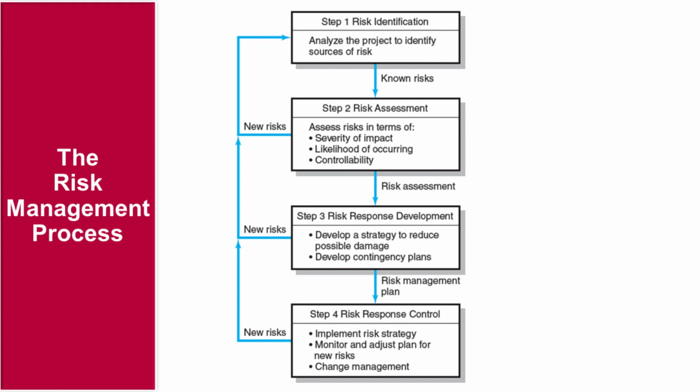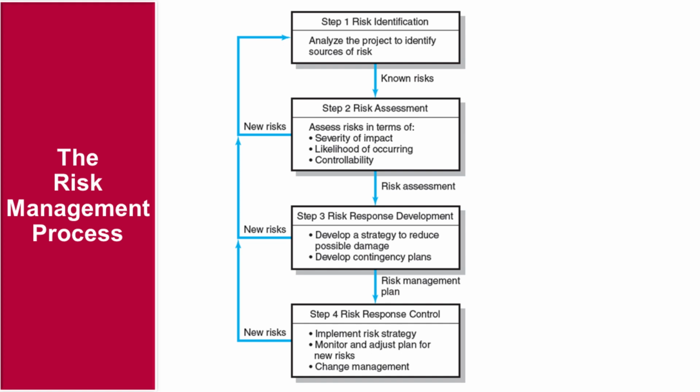The major components of the risk management process are depicted in this slide. Step 1 is risk identification. Here we analyze the project to pinpoint potential risk sources. Step 2 is risk assessment. Here we evaluate each identified risk by considering its potential impact severity, likelihood of occurrence, and the level of control we have over it. Step 3 is risk response planning.